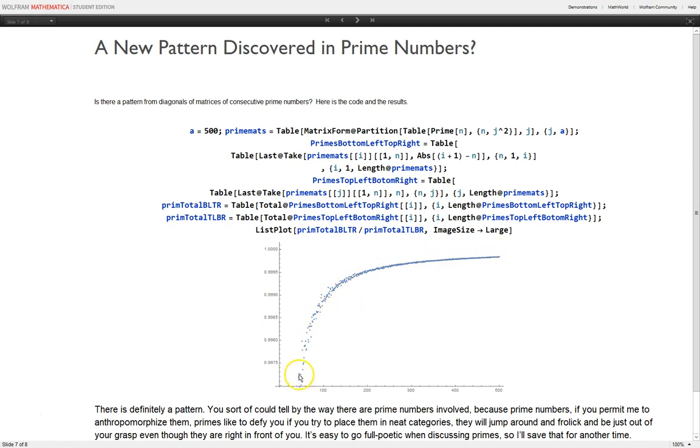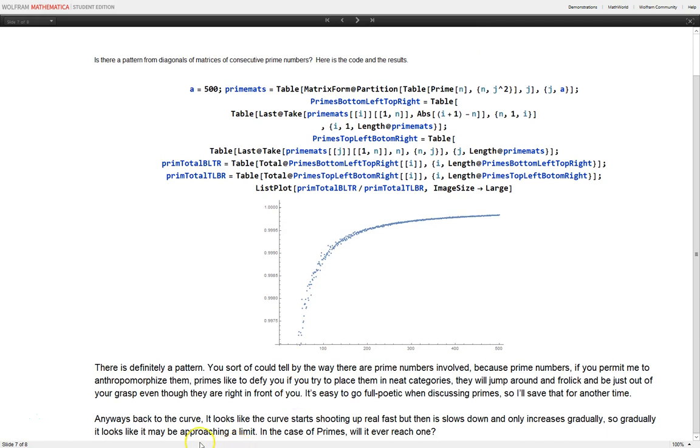And this also looks like it is a curve with a pattern. There's definitely a pattern. You could sort of tell by the way that there are prime numbers involved, because prime numbers, if you permit me to anthropomorphize them, primes like to defy you. If you try to place them in neat categories, they will jump around and they'll frolic and be just out of your grasp, even though they are right in front of you. Even if we zoom in on this part of the graph, they're going to be kind of like jumping around a little bit. So it's easy to go full poetic when discussing primes. So I'll save my prime poetry for another time.